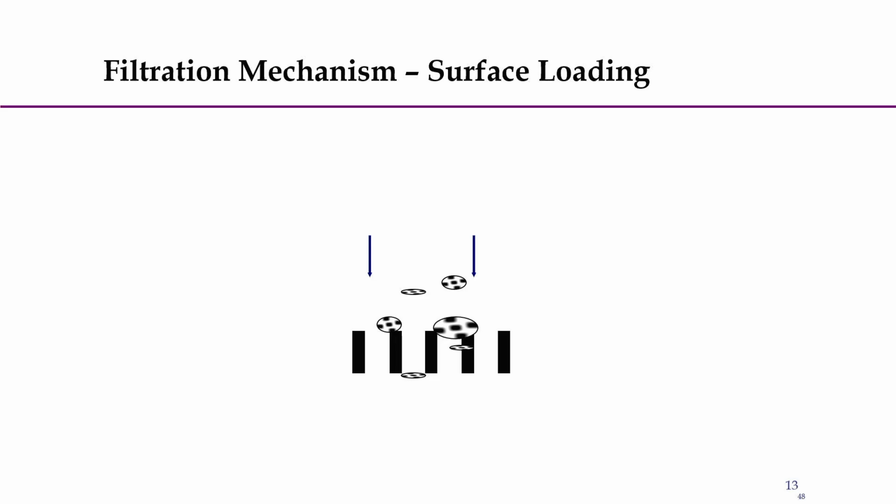Now, let us see the surface loading. Surface loading means if we use a filter media with discrete clear pores, like woven fabric or spun bonded non-woven fabric, thin, these are used basically for thin filter media, and the larger particles will get arrested on the surface, it will be loaded on the surface. That is why it is called surface loading.